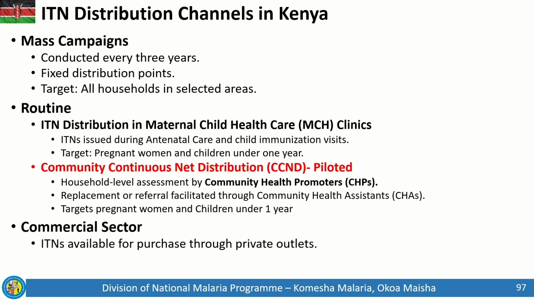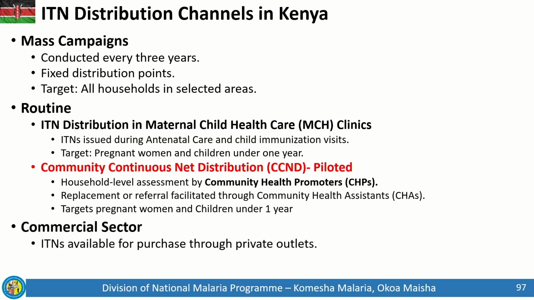So what are the ITN distribution channels in the country? We've been doing mass campaigns for a long period as a country, and I have a table that shows the history in the next slide. We've conducted that every 3 years in fixed distribution posts, and this targeted all households in selected areas. Then we've had routine ITN distribution, but for a long time this has just been covering, and I think I've heard this from various countries, the pregnant women and the children under 1, and that is what we have also been doing as a country.